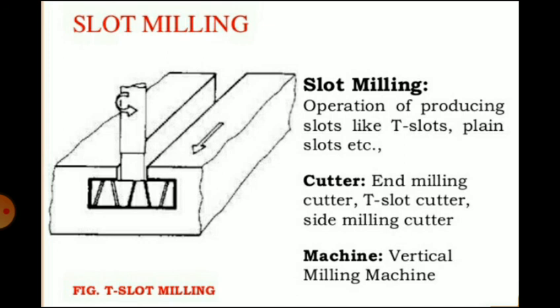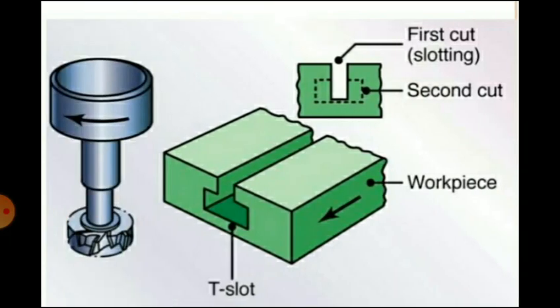So first you have to use the end milling cutter. You have to produce the slot by using the end milling cutter, and then the T-slot cutter is inserted from the side into the groove, and then the table is fed in a longitudinal direction, producing the T-slots. You can see here. So in the first stage the slot is made, you can see at the top, and then the second cut is made by using the T-slot cutter. The shank of the T-slot cutter is inserted in the slot that is previously formed.